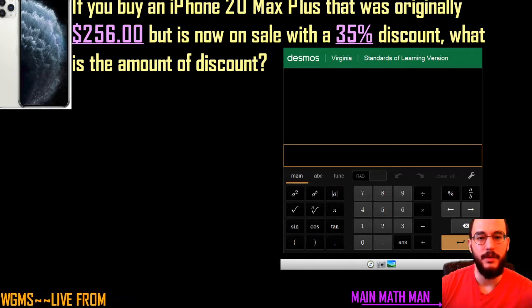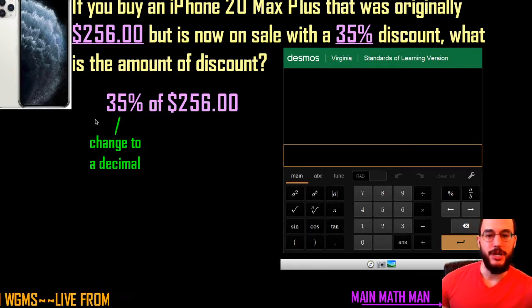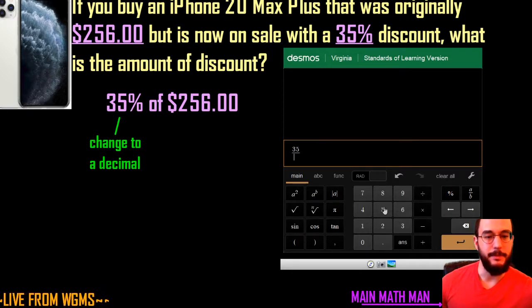So you're trying to find the percent of a number. So we're going to set it up like this. We're trying to find 35% of that $256. And so a way to set this up is as follows. You would say, okay, I'm going to change this value to a decimal. And so how would I do that? Well, I need to have the 35 and then percent, so it's going to be per 100. So I get my decimal.